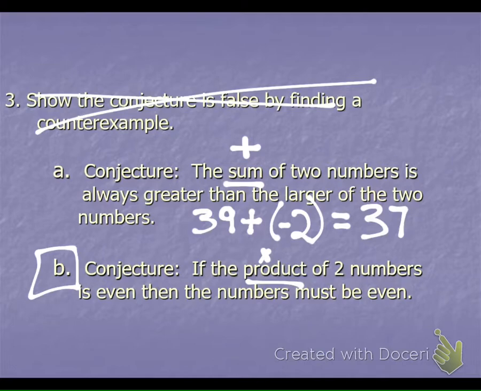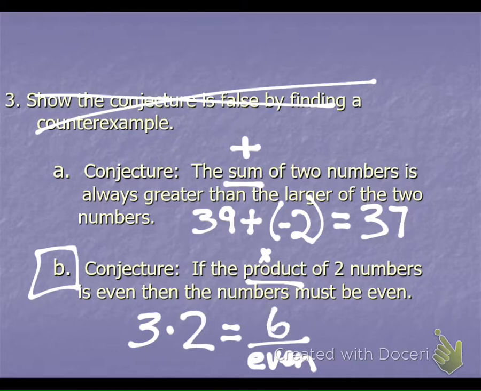So what's the opposite of being even? Being odd. Somebody give me an odd number. 3. Okay, 3. Can I multiply 3 by something and get an answer that's even? Yes, you can. 3 times 2 equals 6. There you go. That is a counterexample. I just showed that it's possible to get a product that's even without both of the numbers in the problem being even.